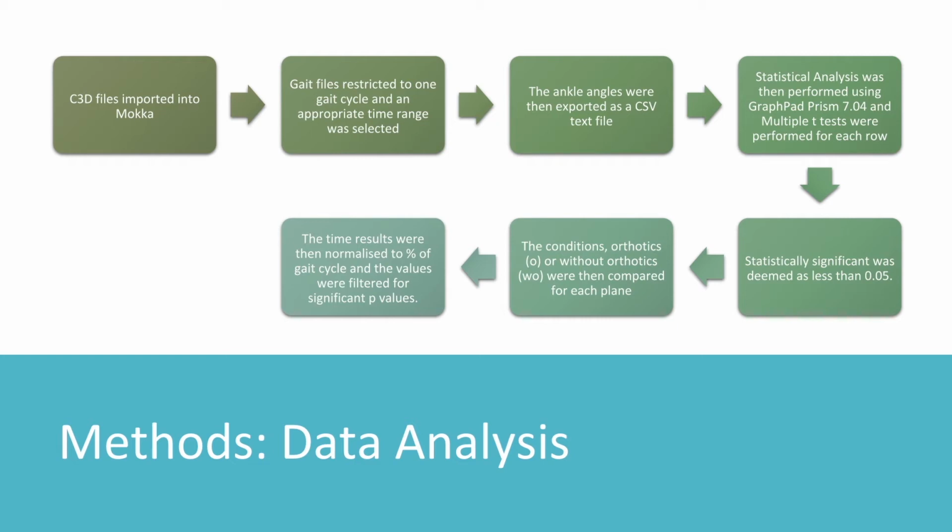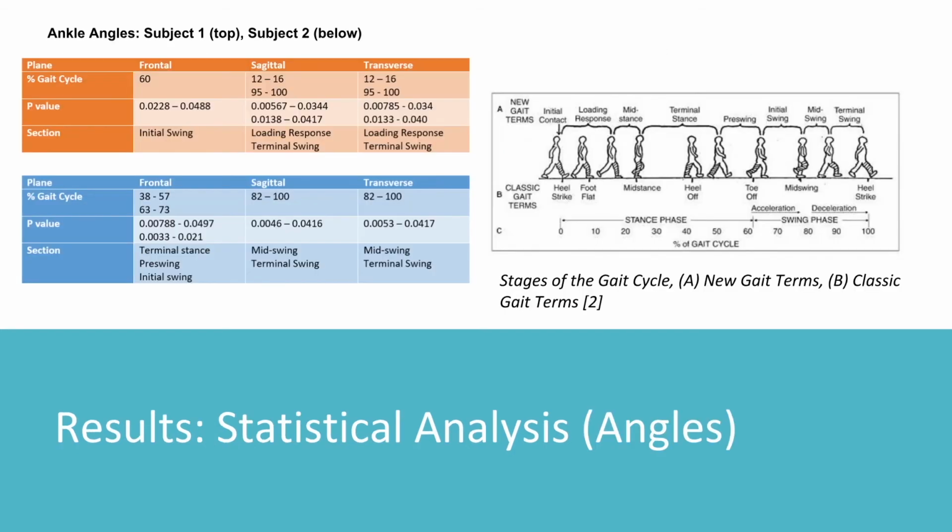The statistically significant result was deemed anything less than 0.05 or 5%, and that was done for each condition, as I said, with the orthotics as well as without, and then the planes, the frontal, sagittal, and the transverse were compared. And the time results were normalized to a percentage value of the gait cycle, and then the values were filtered for significant p-values, and these were then displayed in the next few slides as a range.